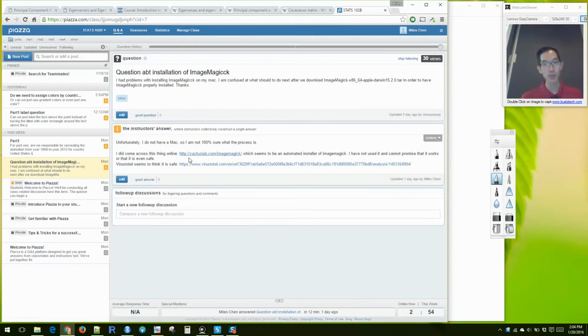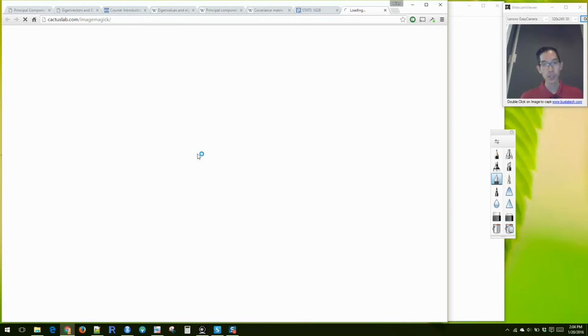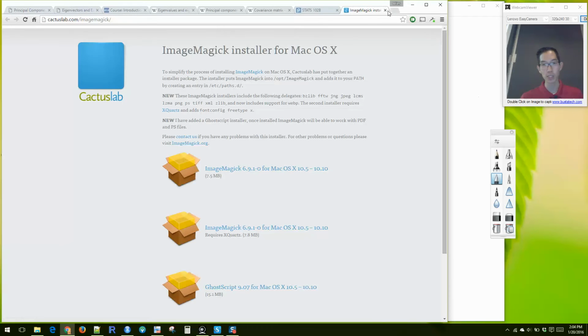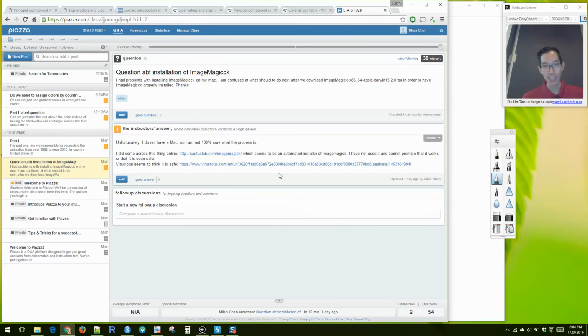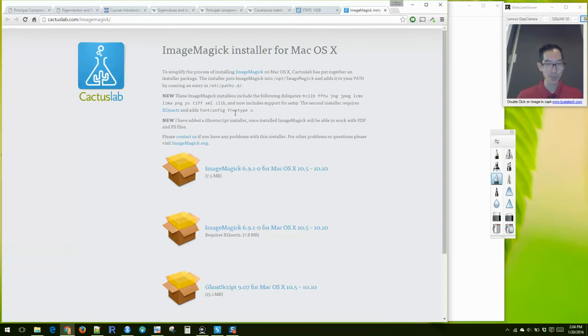This is for people with Macs. If you're having trouble getting ImageMagick to work, I found this thing. I don't have a Mac, so I haven't tried it out, so I can't say whether it does or does not work. I had the online thing run a virus scan, and it says it's fine. So it seems legit. Has anyone tried this one?